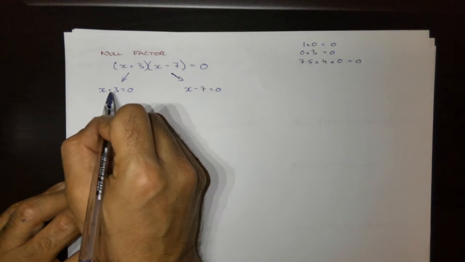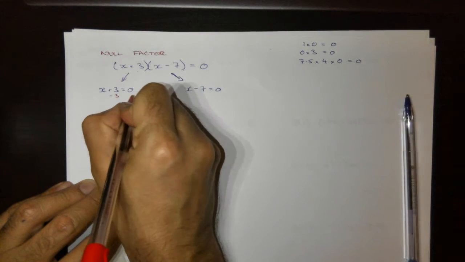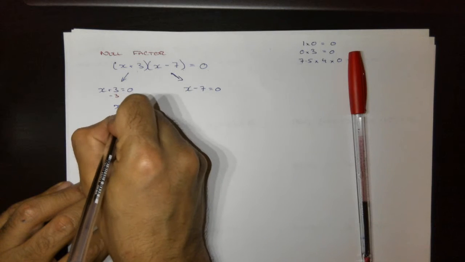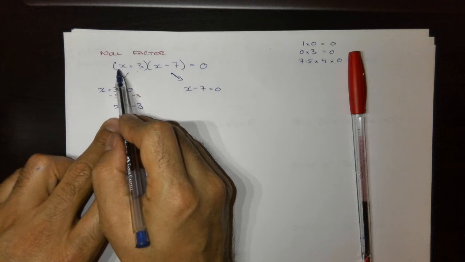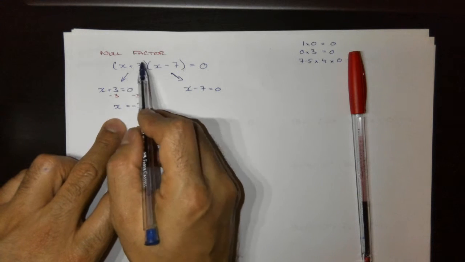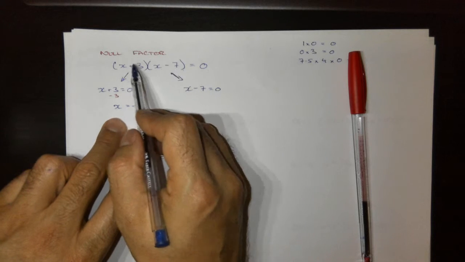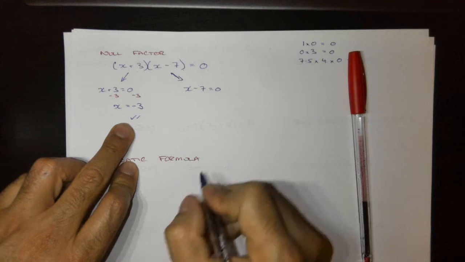So here it's x plus 3. We minus 3 from both sides. We get x equals negative 3. And if I plug in negative 3, negative 3 plus 3, that's 0. 0 times negative 3 minus 7, which is negative 10, so 0 times negative 10 is still 0. That is true, so that's the solution.